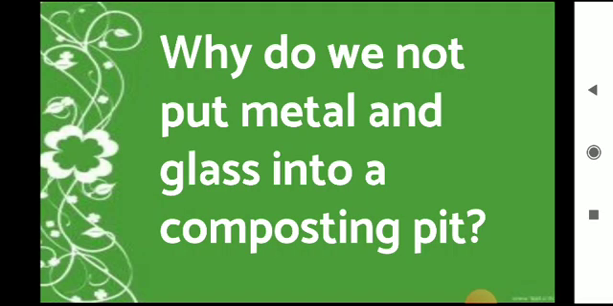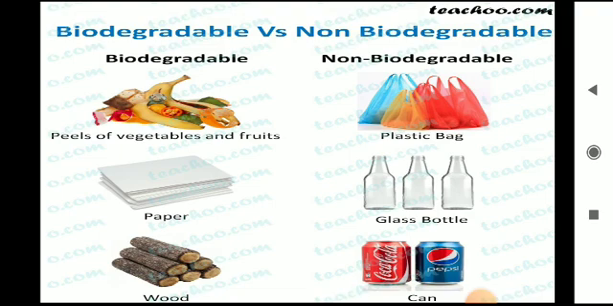Now, our next question is, why do we not put metal and glass into a composting pit? And as I had explained earlier, only the biodegradable waste is composted, right? So I'm asking, why do we not put metals and glasses into a composting pit? Do you know the reason behind this? In this picture you can see there are two columns. In the first column you can see biodegradable waste, and in the second column you can see non-biodegradable waste. Okay?